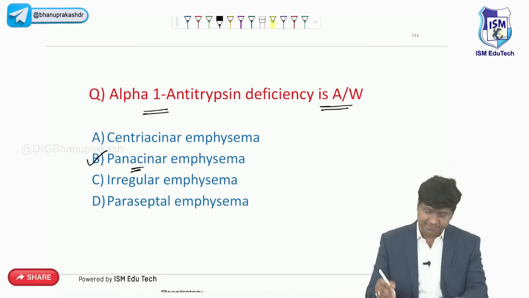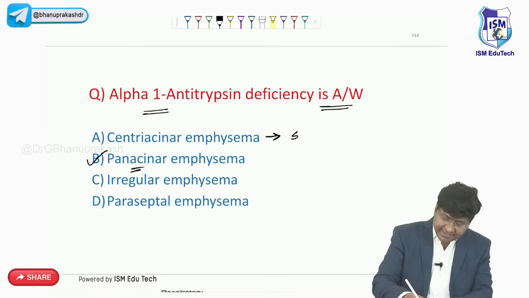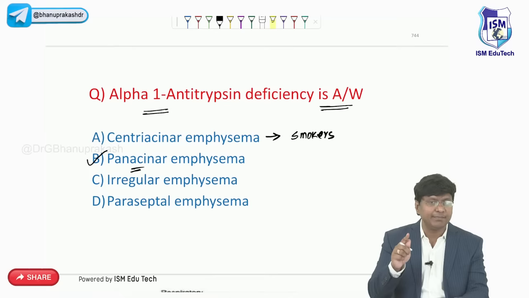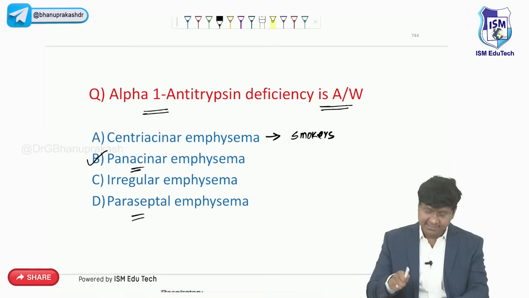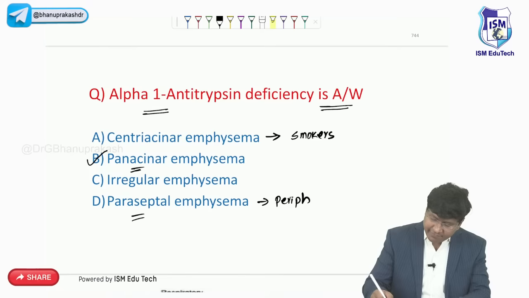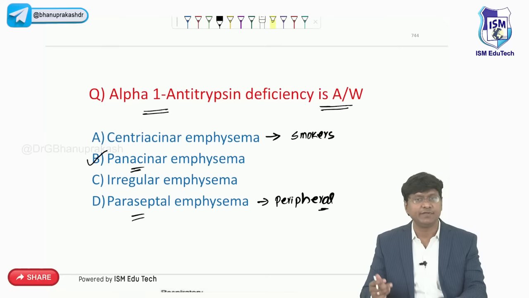And where will you get centriacinar emphysema? You come across centriacinar emphysema in smokers. In centriacinar emphysema, it is only the respiratory bronchioles which are abnormally dilated, whereas the distal part of the acinus, like the alveolar duct, alveolar sac, and alveoli, will be normal. Whereas paraseptal is what? It is the distal part of the acinus which is affected, that is your alveolar duct, alveolar sac, and alveoli. Which part of the lung is affected in paraseptal emphysema? It is the peripheral part of the lung, and that is the reason why the individual can develop pneumothorax as well.